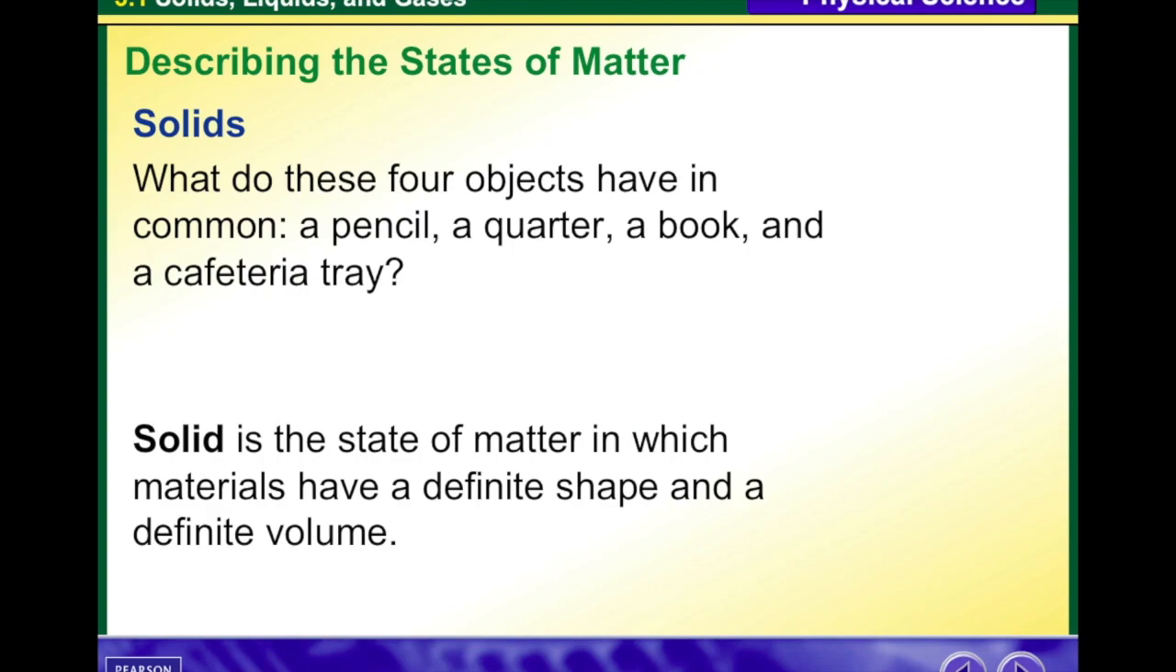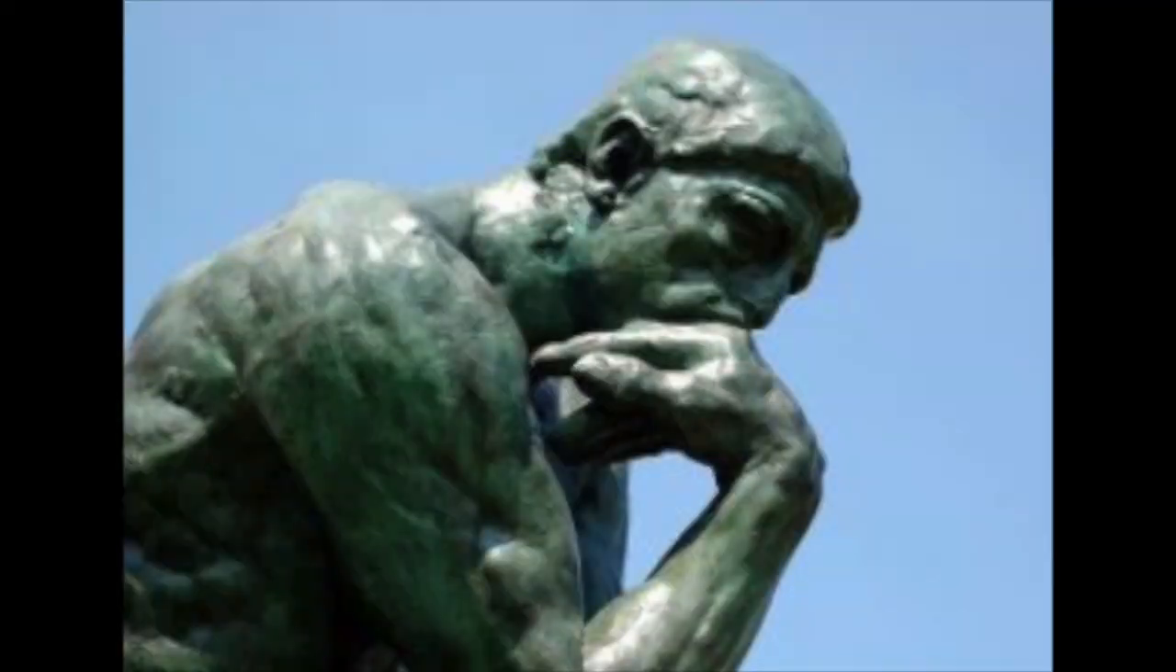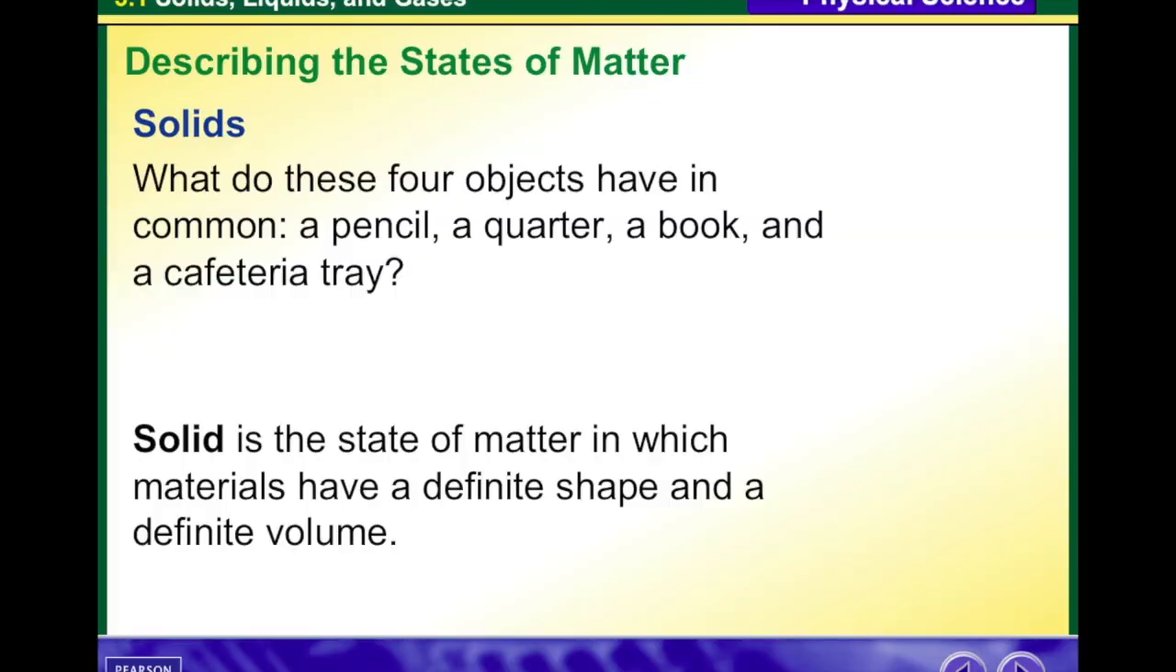For example, solids. Think about these four objects and what they have in common: a pencil, a quarter, a book, a cafeteria tray. They're all solid. They're in a state of matter that has a definite shape and, under normal circumstances, a definite volume.